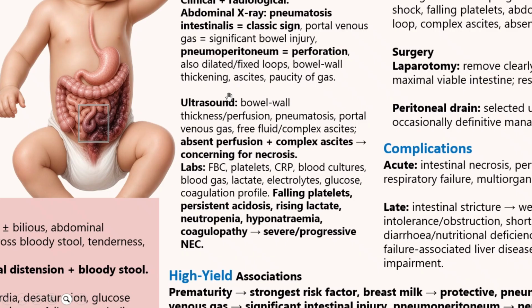Then on ultrasound, sometimes you can see the bowel wall thickness. You see the wall of the intestines, how thick it is. And then sometimes you can also be able to see the air, which is pneumatosis, as well as portal venous gas, free fluid, and complex ascites. So when you have absent perfusion plus complex ascites, then you have a high concern for necrosis.